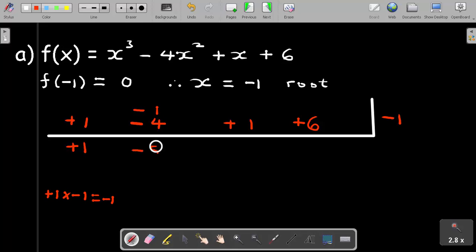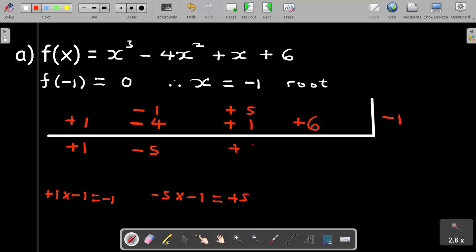Okay, negative 5 altogether. Then I say again, negative 5 multiplied by negative 1. What did you get, guys? I get positive 5. The positive 5 which I get here, I'm going to add it here. So yes, plus 5. When I add positive 5 plus 1, I get positive 6.